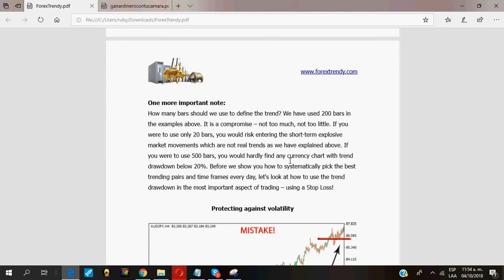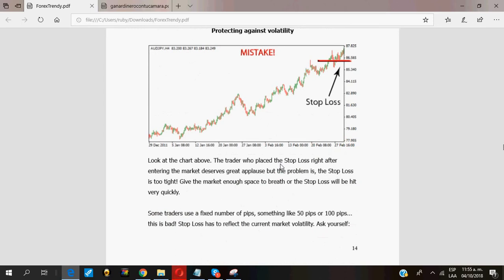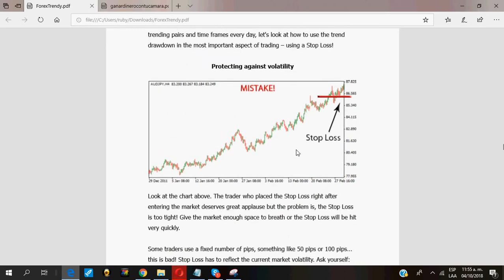Before we show you how to systematically pick the best trending pairs and time frames every day, let's look at how to use the trend drawdown in the most important aspect of trading, using a stop loss. How can we protect against volatility? Look at this chart. The trader who places the stop loss right after entering the market deserves great applause, but the problem is the stop loss is too tight. Give the market enough space to breathe or the stop loss will be hit very quickly.